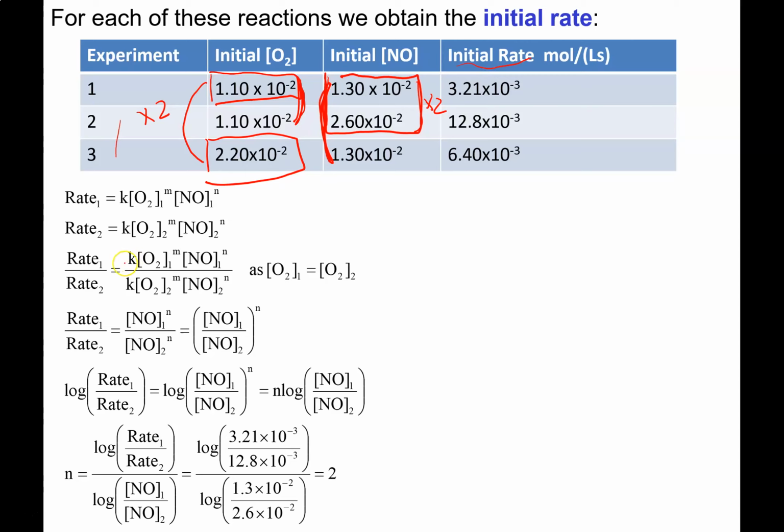Remember, K is not dependent on the concentration, it's only dependent on the temperature, so that term cancels out. And the concentration of O2 is the same in experiment 1 and 2, so those terms cancel out as well. So all I'm left with is this. Now I can simplify this, and this is what I do in the next line. So here it is written out with all of the terms that I can cancel out. I'm just going to pull n out there because both the top and bottom are raised to the power of n.